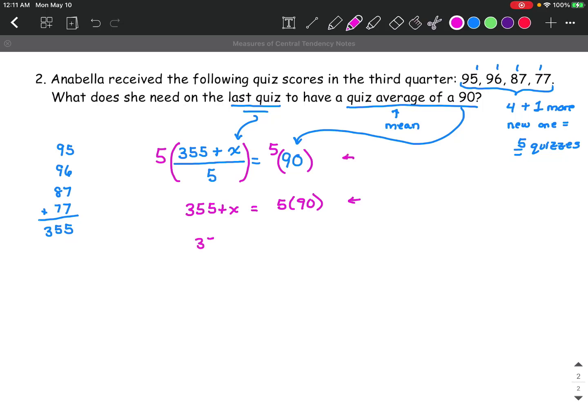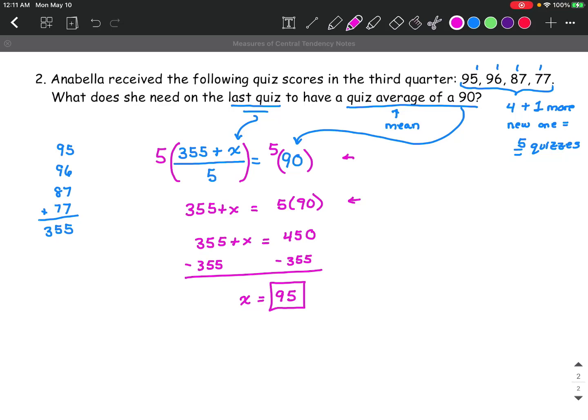So we have 355 plus x equals 5 times 90 is 450. Now we subtract 355 from both sides, and 450 minus 355 is 95. So that means she needs a quiz grade of 95 so that when she takes all her quizzes together, she'll have an overall average of 90.